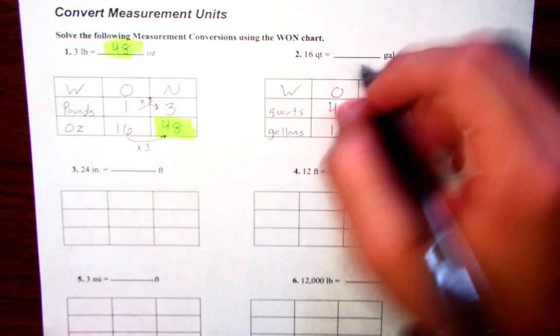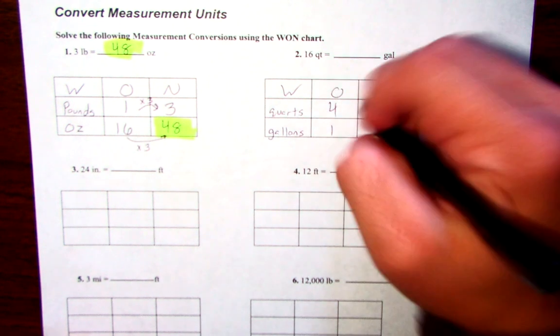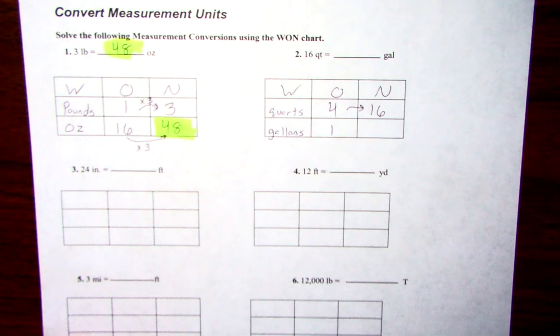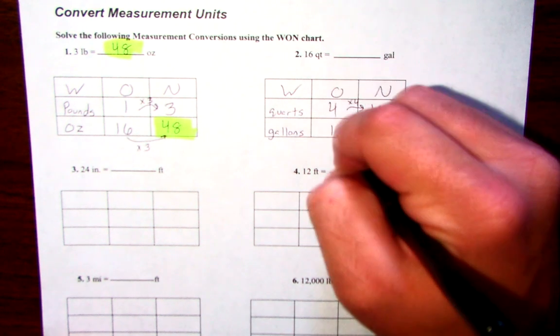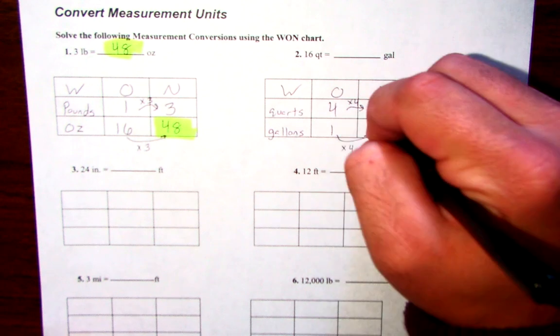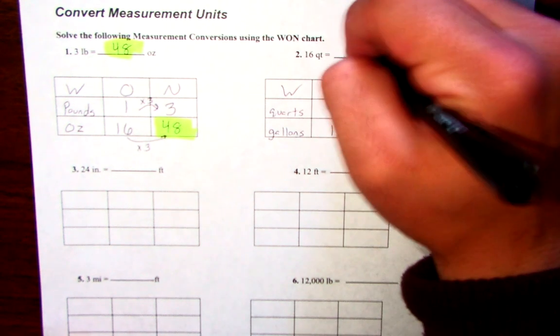Well, it tells me that I have 16 quarts. Well, to get from 4 to 16, what did you multiply by? You multiplied by 4. So what is 1 times 4? It is 4. So the answer should just be 4 gallons.